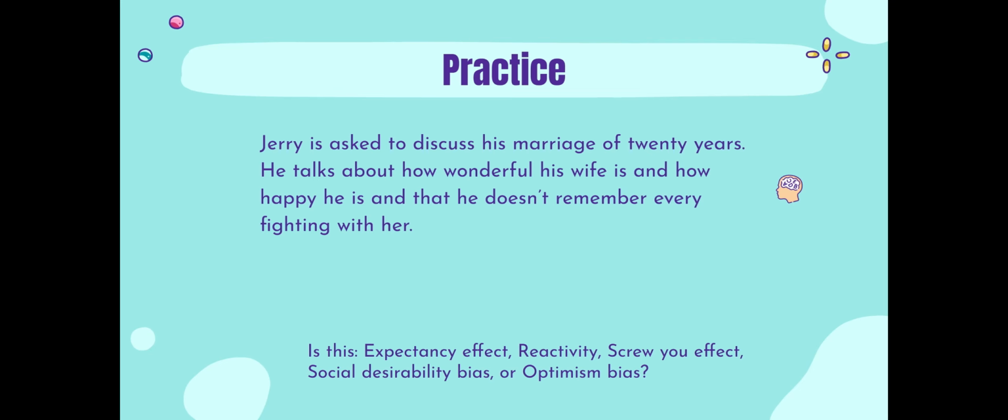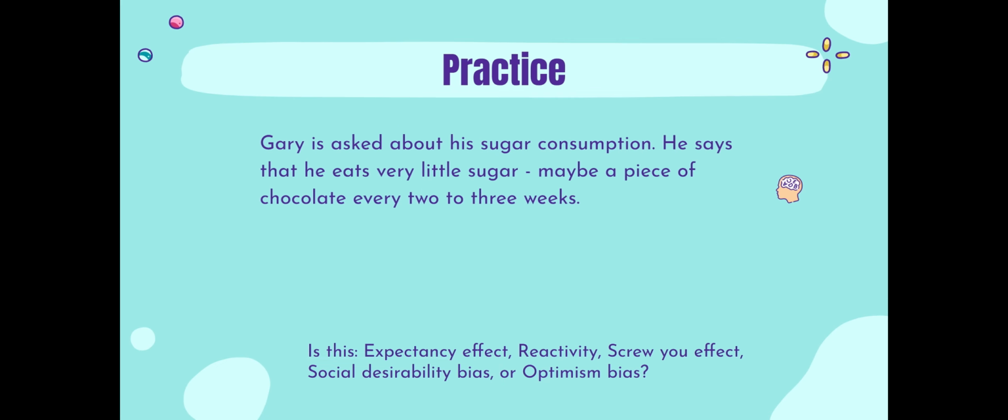This is an example of social desirability bias, where people give overly positive answers to look good or avoid embarrassment. Gary is asked about his sugar consumption and claims he eats almost no sugar, which again shows social desirability bias. People often underreport behaviors they think are viewed negatively.